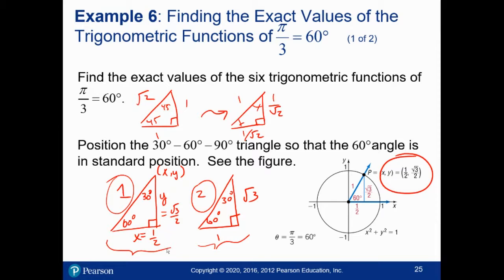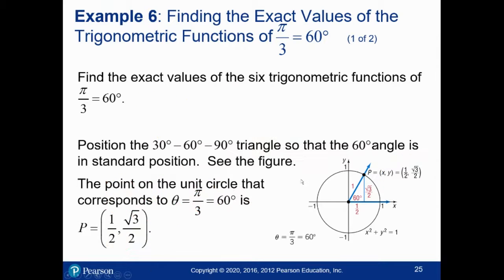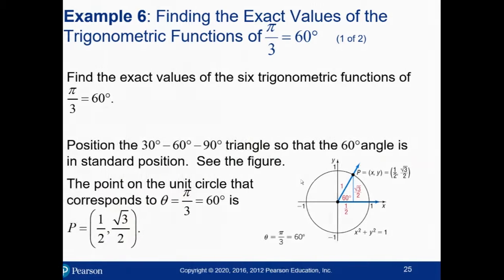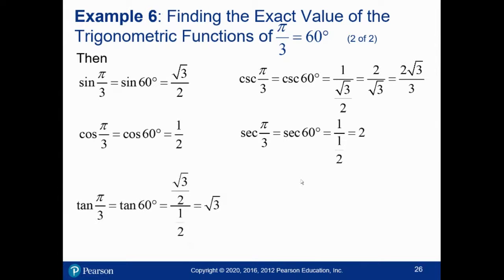So now we know the x and the y coordinate, which means we can find the sine, cosine, etc. quite quickly. So they're just stating here that, yes, 60 degrees or pi over 3 radians corresponds to this point, 1/2 comma root 3 over 2, from which we get the sine is the y coordinate, so the cosecant is 1 over that. The cosine is the x coordinate, so the secant is 1 over that. The tangent is the ratio of the y to the x coordinates, and the cotangent is the ratio of the x to the y coordinates. So we managed to find nice exact values for the sine and cosine, etc.